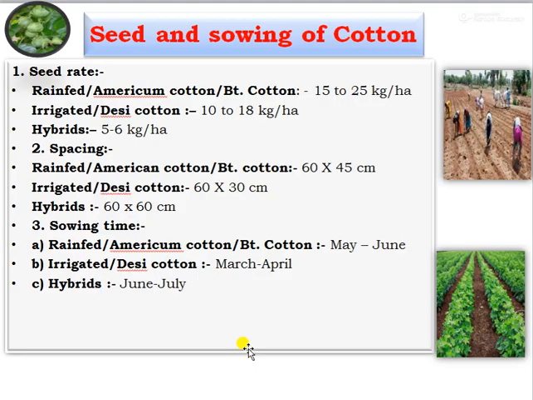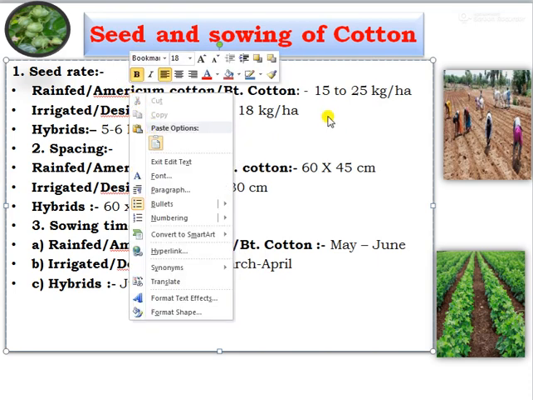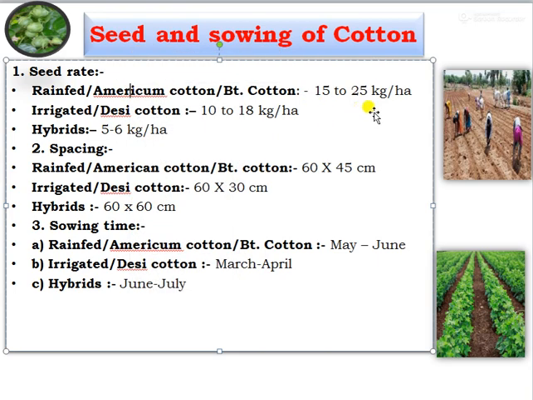Next one, cotton, especially the seeds and sowing of cotton. The seed rate required for rain-fed or American or BT cotton is 15 to 25 kg per hectare, for irrigated or desi cotton 10 to 18 kg per hectare, and for hybrids 5 to 6 kg per hectare. This is because hybrids have more number of branches or a vigorous growth habit over the desi or American cotton. Hence, it requires less seed rate than the others.